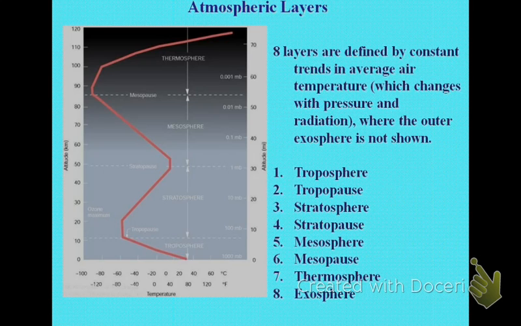Then you see that area again where the temperature stays constant for just a little bit, and then it switches directions again and gets warmer. Very, very warm. Okay. So each of these divisions is how scientists divide our layers of the atmosphere, and they have names based upon if the temperature is increasing or decreasing.